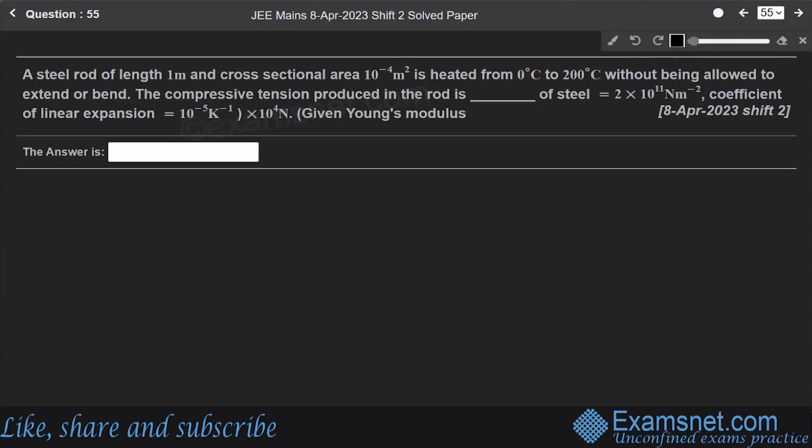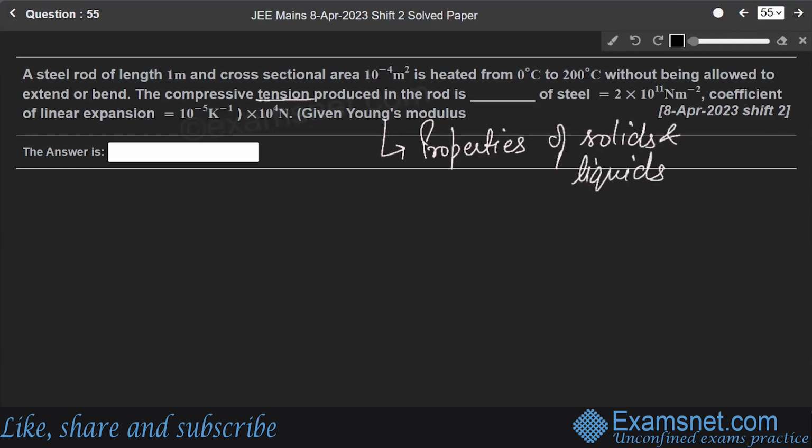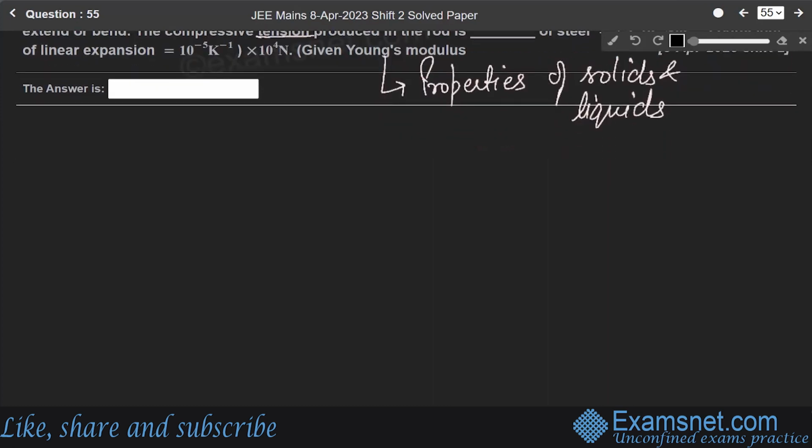This question says that a steel rod of length 1 meter and cross-sectional area 10 to the power minus 4 meter square is heated from 0 degrees Celsius to 200 degrees Celsius without being allowed to extend or bend. The compressive tension produced in the rod is, we have to find basically what tension. So this question is directly from the chapter of properties of solids and liquids. According to this question, the rod is not allowed to extend or bend. Suppose this is the rod.